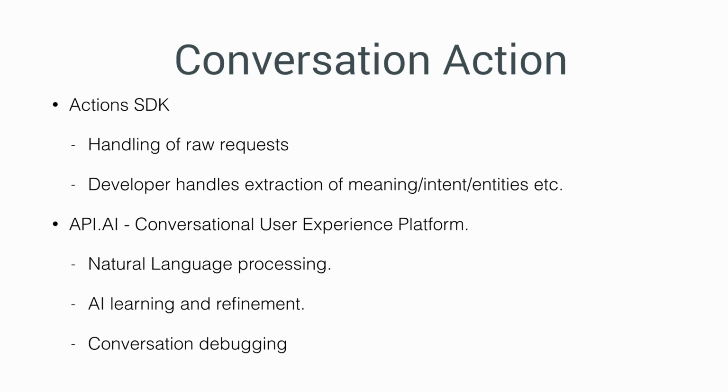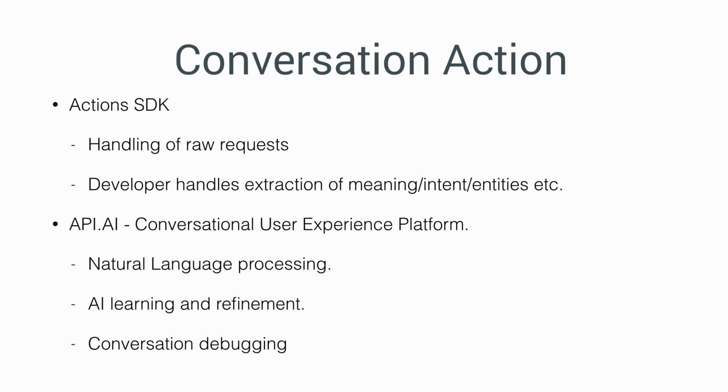So, API.ai, a website or a platform that I think Google purchased last year sometime, have done all the hard work for you, which is great. They provide natural language processing. They've got some AI learning bits and pieces in there and refinement, and you can do debugging of your conversation, which is really handy. So we're going to focus on this bit today because it's easy to see and do, and it gets you up to speed quicker, and you can see results pretty quickly.